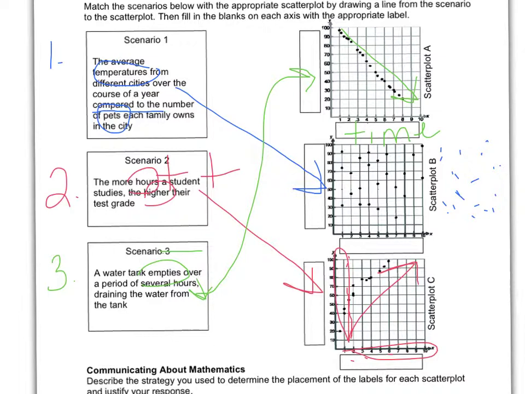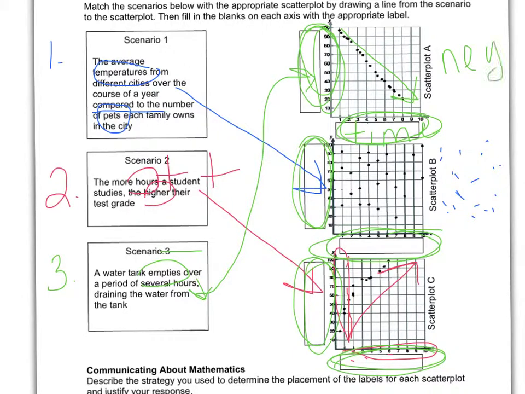What I would like you to do on your scatterplots, on your notes, is I want you to label your x and y-axis for each of your 3 graphs. And then I would like you to copy the information on your 3 graphs. Scatterplot A, you have a negative correlation. Scatterplot B, there is no correlation. Scatterplot C, it is a positive correlation. I want you to go ahead and copy these now.